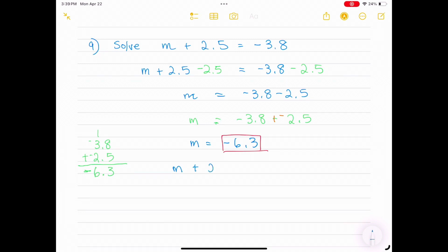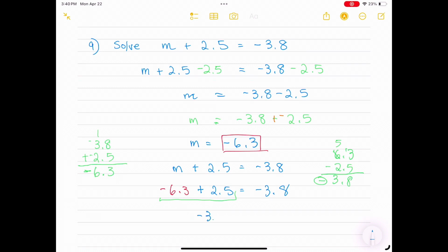m plus 2.5 equals -3.8. So I plug in -6.3 for m, plus 2.5 equals -3.8. And I do that calculation on the side. -6.3 plus 2.5. Since we are adding decimals in which the signs are different, we treat it as a subtraction problem. The bigger number gives the sign. The difference between 6.3 and 2.5 will be a negative number, and the answer is 3.8, or -3.8, which means the solution, m equals -6.3, is correct.